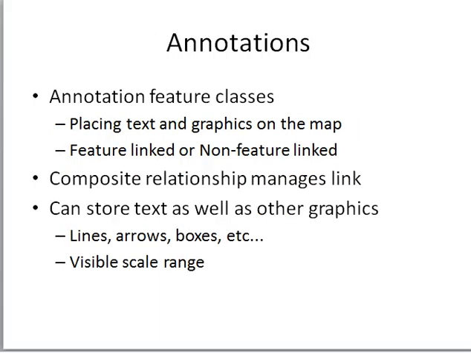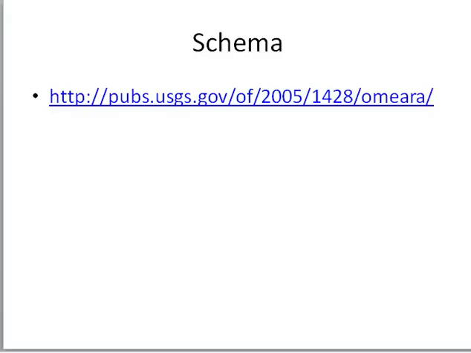Annotations are great because they set up those text graphics that are linked. They can have scales that change as you zoom in and out. It can also store arrows, flowchart arrows, all those kinds of extra pieces that will also change with your map scale or map resolution.